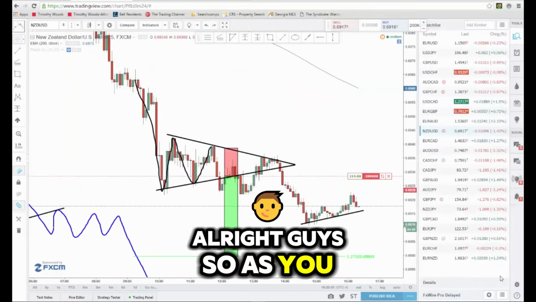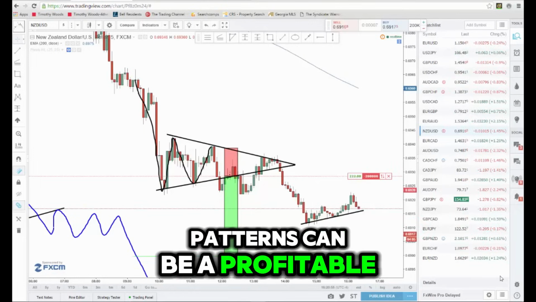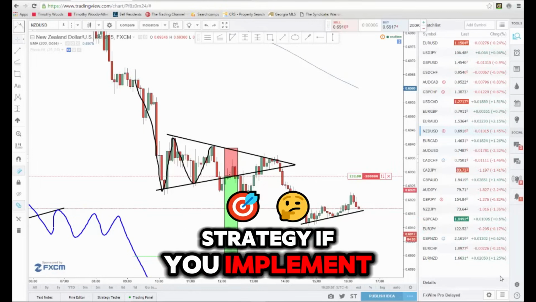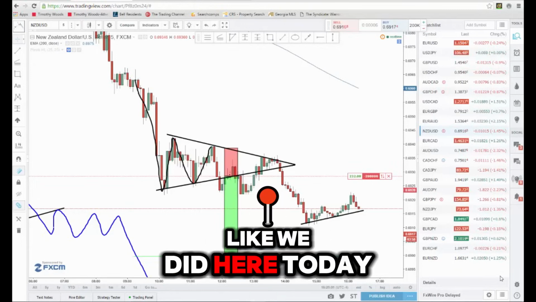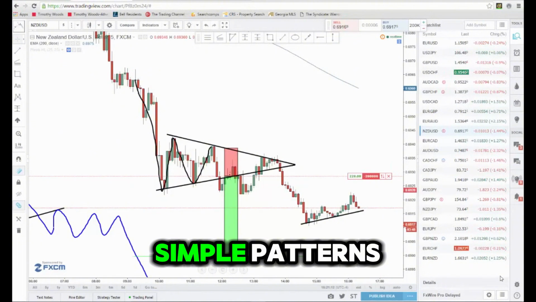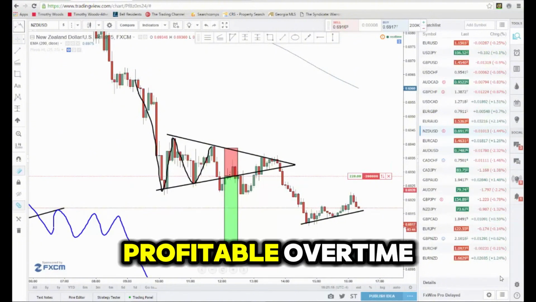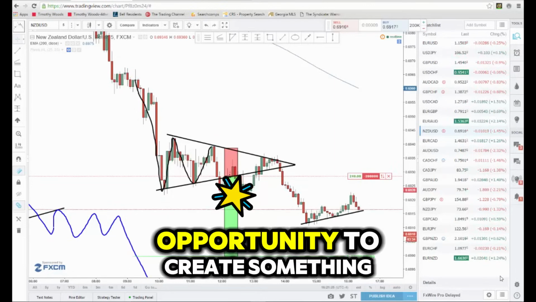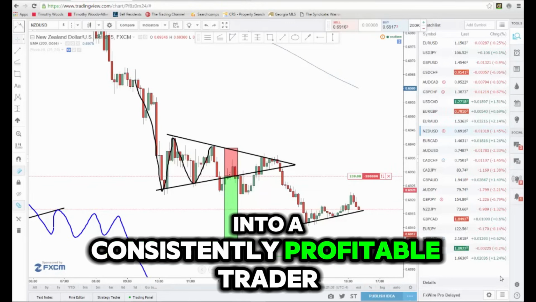Alright guys, so as you can see, trading these simple price action patterns can be a profitable strategy if you implement them in the right way. If you create your own set of rules, like we did here today, and you test these simple patterns using the rules that you've created to see if it's profitable over time, then you have an opportunity to create something that could turn you into a consistently profitable trader.